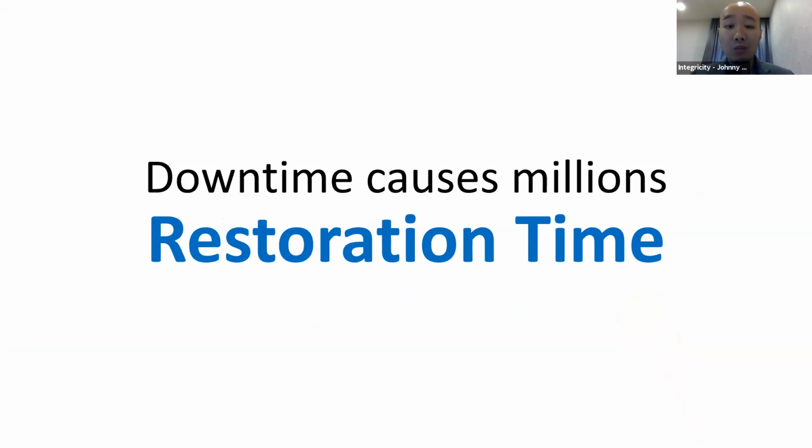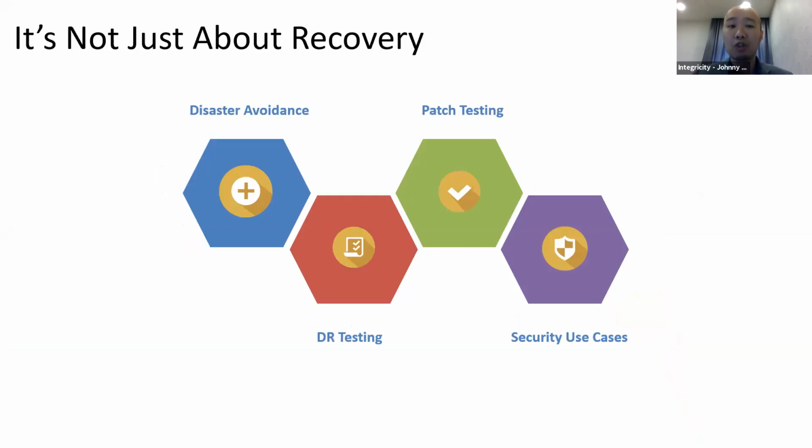And because why? We know downtime costs millions, and the faster you get your system up and running, the less damage you incur, right? And sometimes it's not just about that usual recovery due to a failure, but also about other needs. Example, disaster avoidance. Basically, you spin up your image ahead of time.